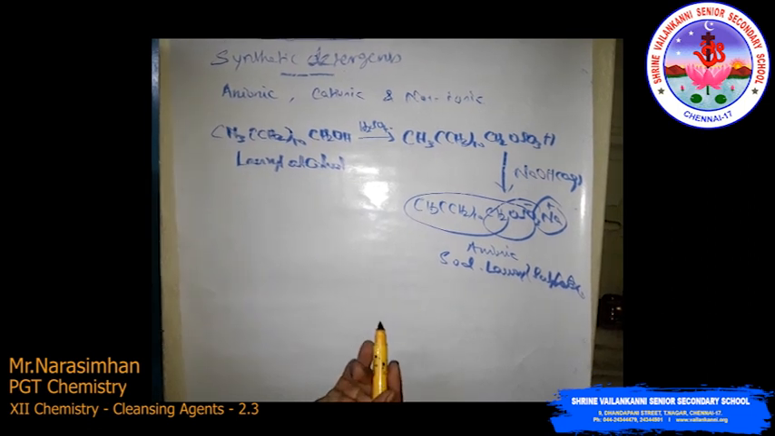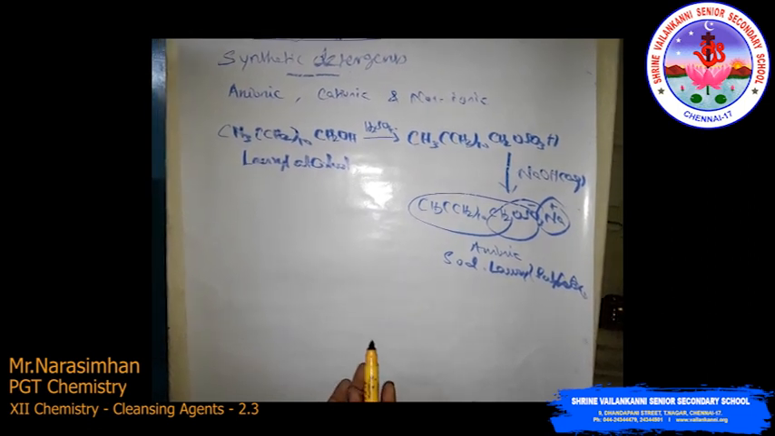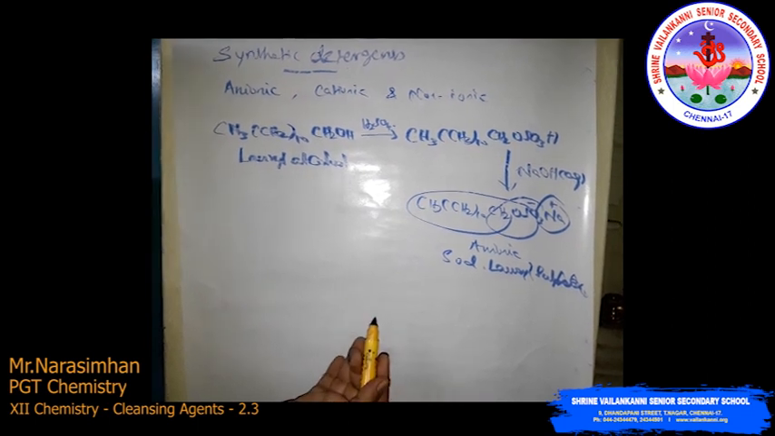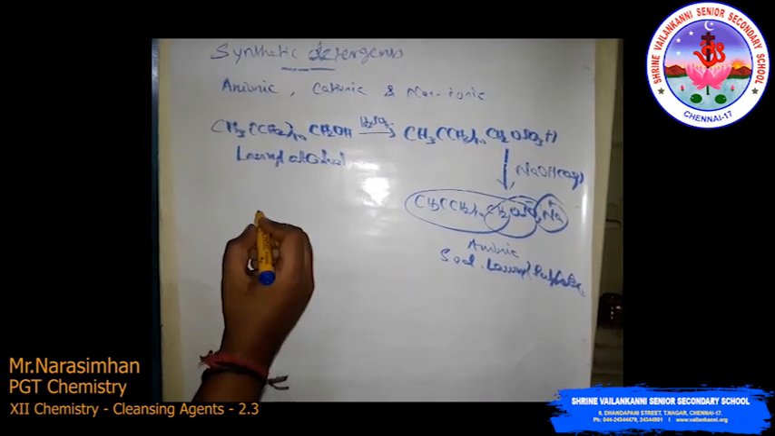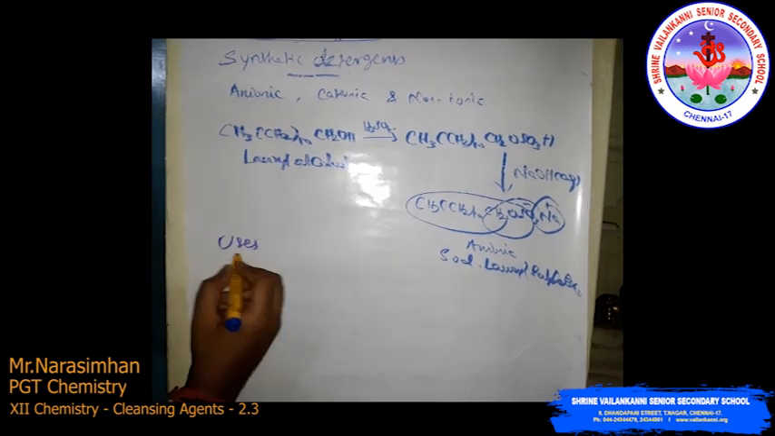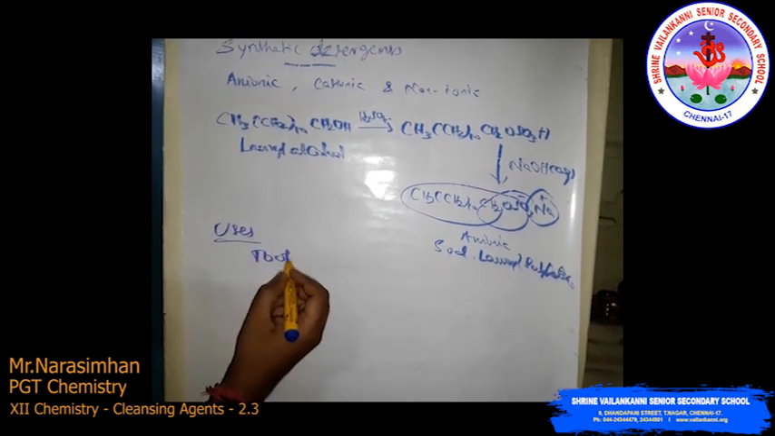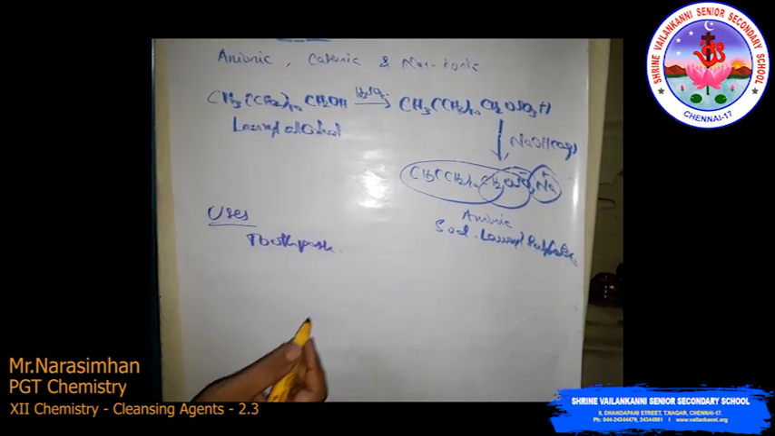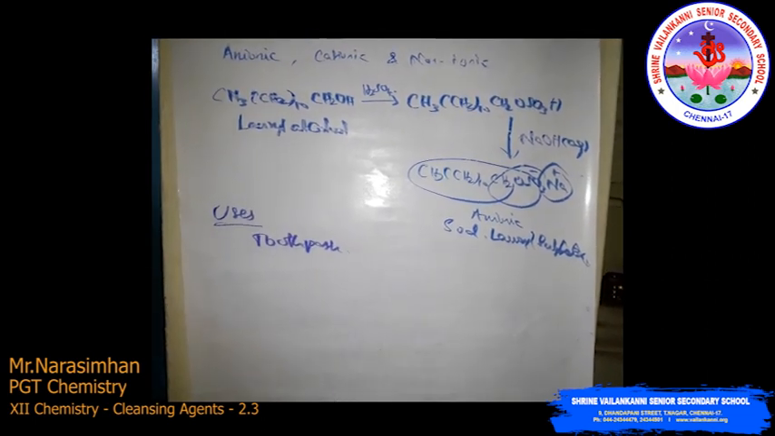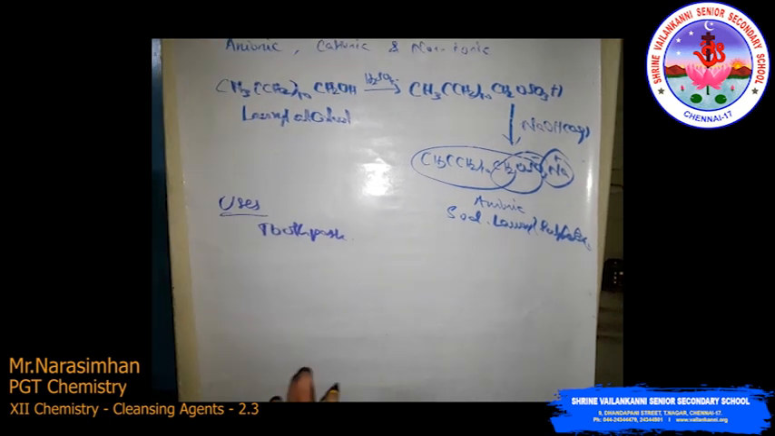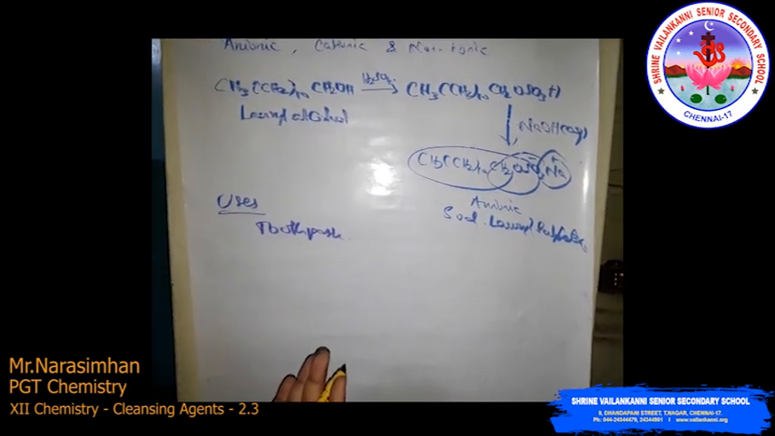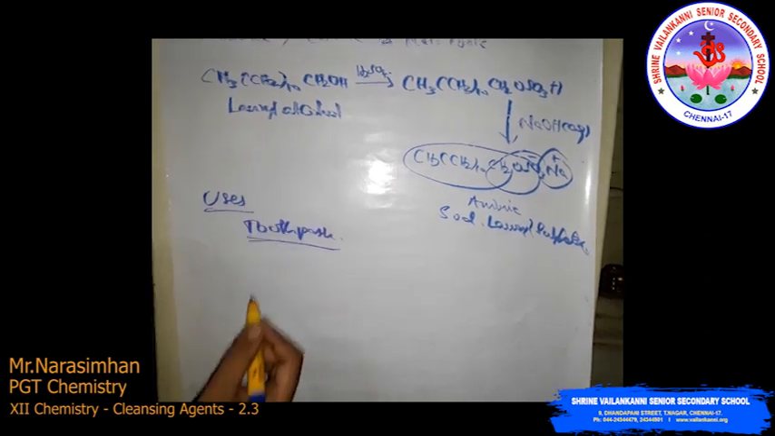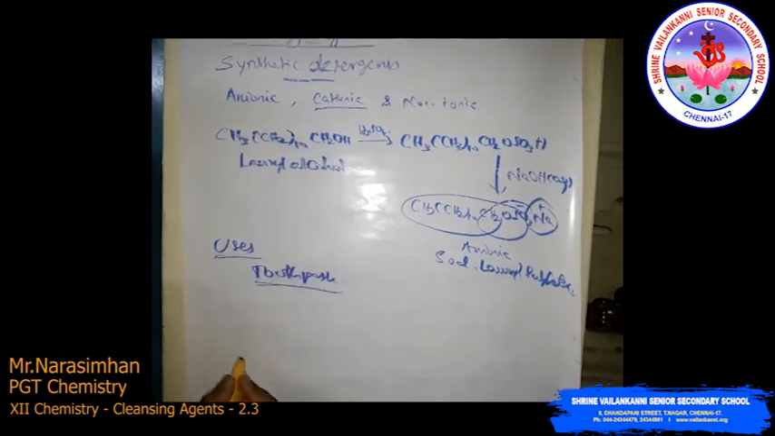The anionic detergent is mainly used for household work, like toothpaste. These are contained in toothpaste. Household work, like toothpaste, is the main use of anionic detergents. Okay, then next is the cationic detergents.